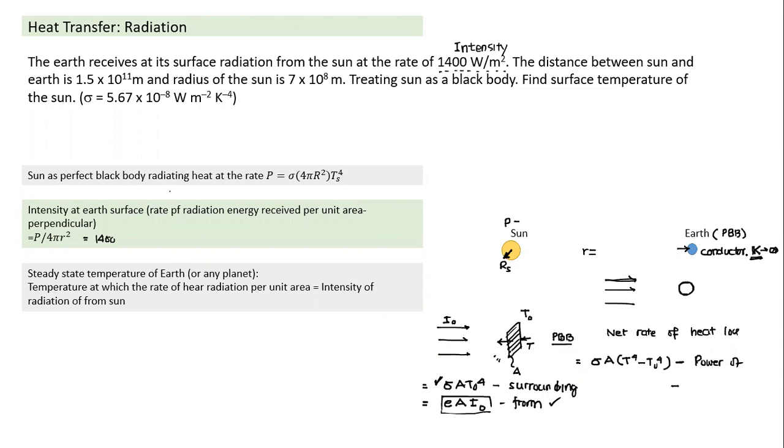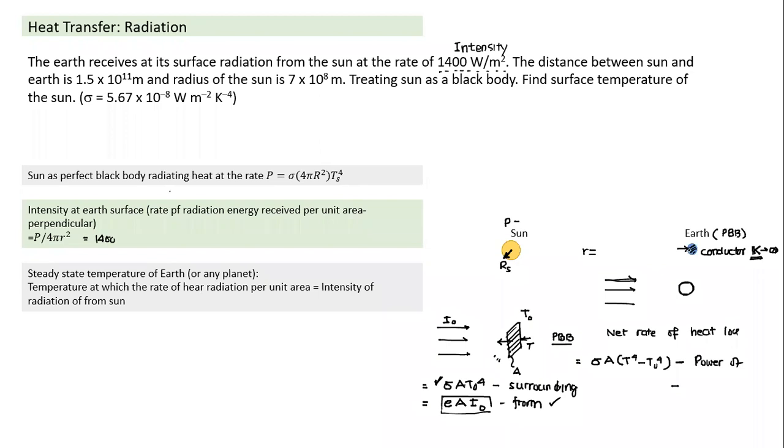So if I assume K is very high and Earth is a perfect black body, the entire Earth would be at a constant temperature. If we make that assumption, can we calculate what the temperature of Earth would be? Yes, that can be calculated. So what would be the steady state temperature of Earth or any planet?